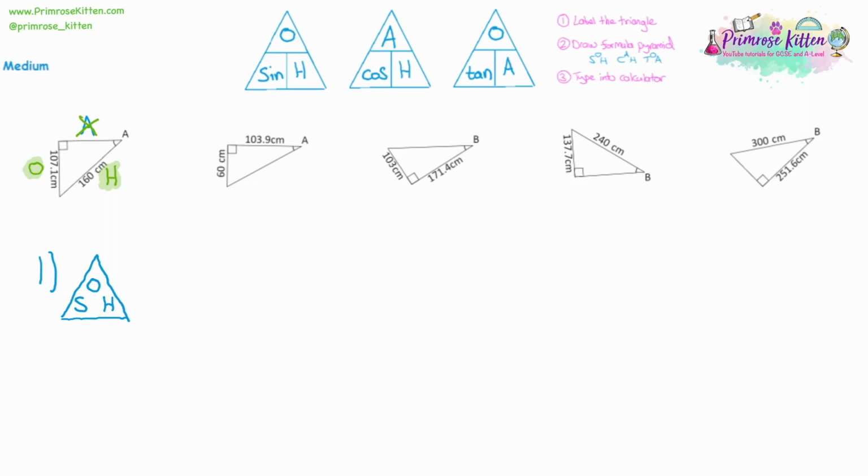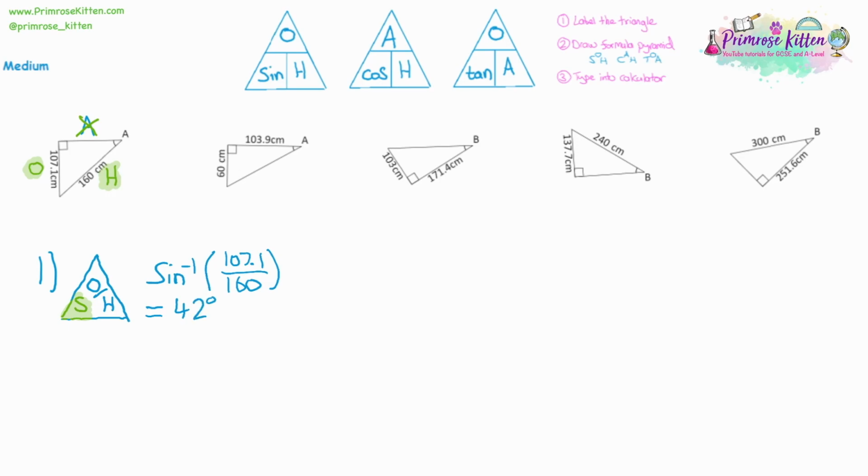We're looking for the angle, so cover up the trigonometry word. That leaves us with O over H, O divided by H. So on the calculator, we're going to have sin to the power of -1, because we're finding an angle. We're going to do O divided by H, 107.1 divided by 160, and that's going to give us our answer. And on your calculator, you should be getting 42 degrees.